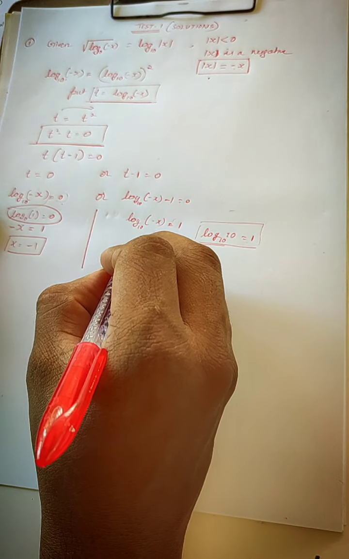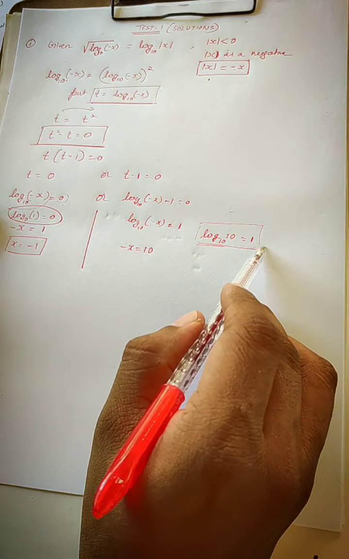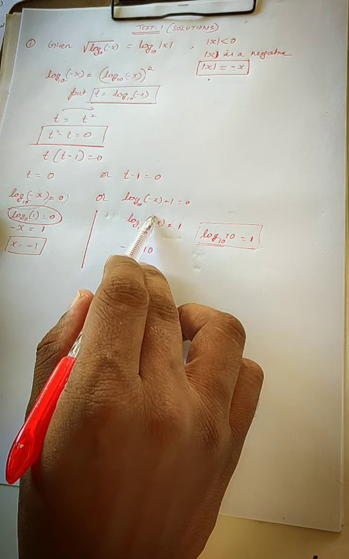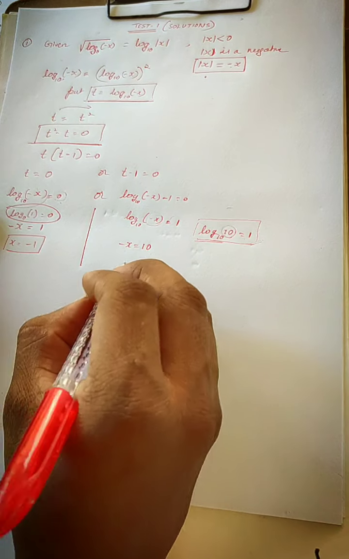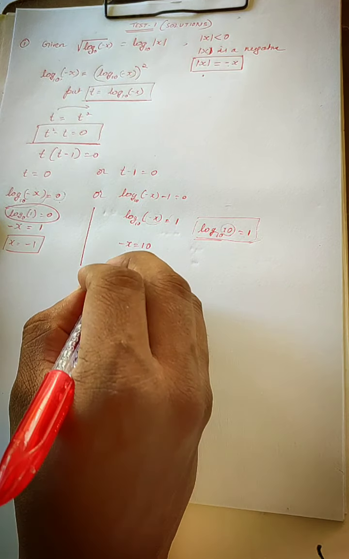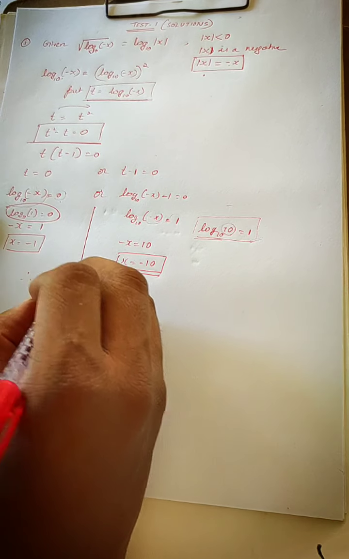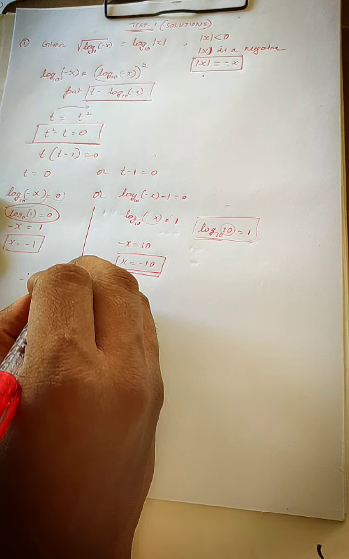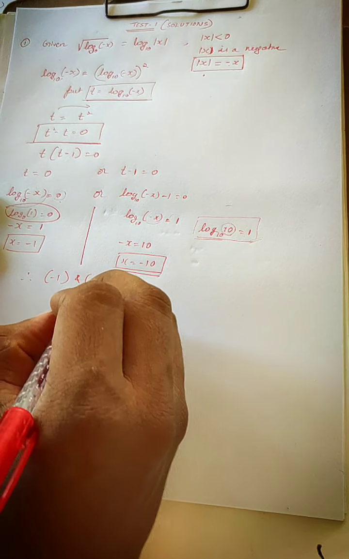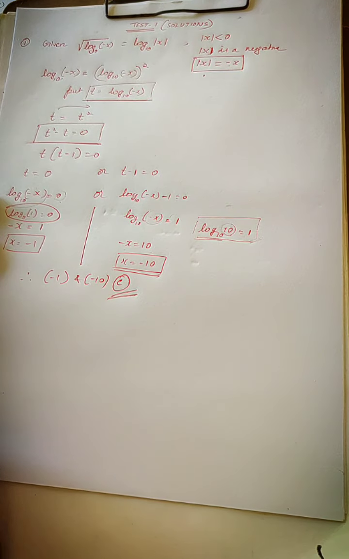So which means minus x is equal to 10. Clear? So using this formula, minus x is equal to 10, which means x is equal to minus 10. Clear? So therefore the values of x which you need to find out are minus 1 and minus 10. Option C is your answer. Please let me know if you have any doubts in this one.